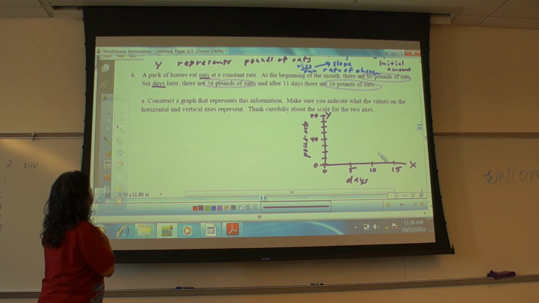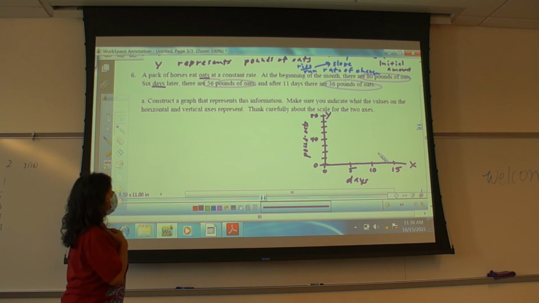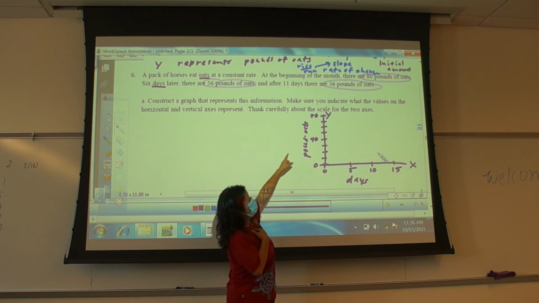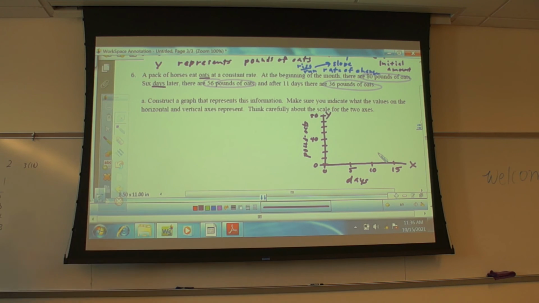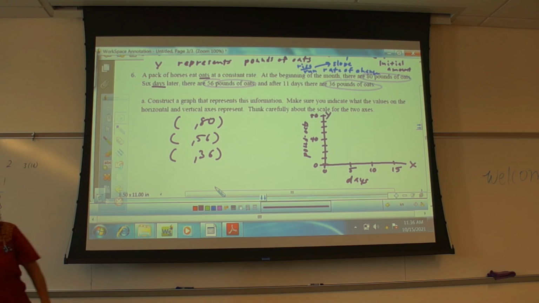All right, so then what? The pounds of oats are my y's. I need to find the x's that go with them. So everybody figure out, I should have 3 points here. I should have something, comma, 80. Something, comma, 56. Something, comma, 36. Is everybody realizing why? Because these are my y's. 80 is my y, 56 is another y, 36 is another y. Everybody find the x's that match up with each of these.